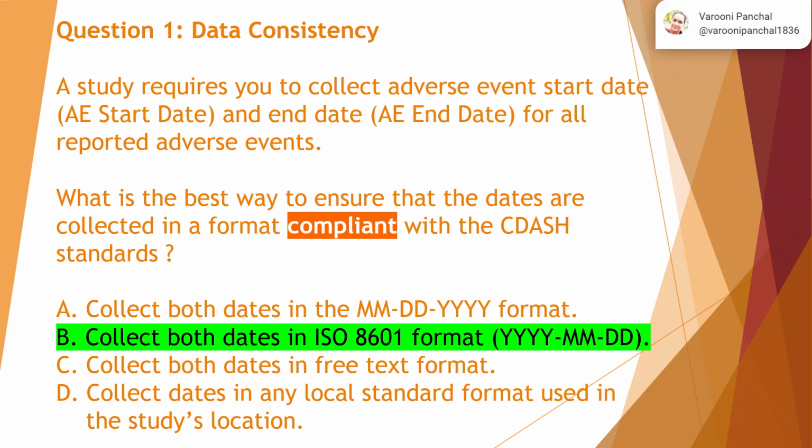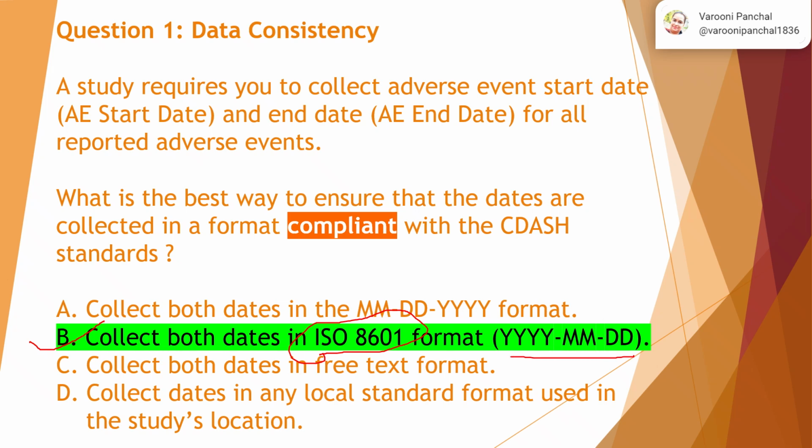Question 1. Data consistency. A study requires you to collect adverse event start date, AE start date and end date, AE end date for all reported adverse events. What is the best way to ensure that the dates are collected in a format compliant with the CDASH standards? For those who know the CDASH standards, the correct answer is collecting both the dates in the ISO 8601 format, right? Which is YYYY-MM-DD format.